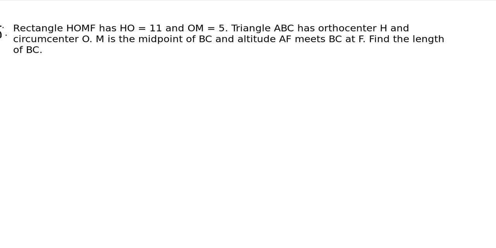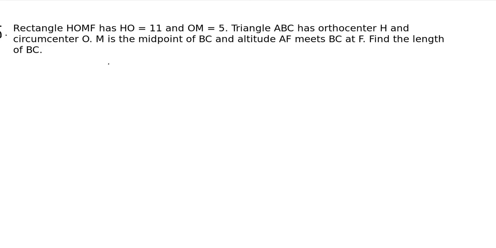Hello everybody. In this video I'm going to be looking at problem number 5 from the Princeton math competition in 2017, and this is the geometry round. So we have rectangle HOMF with HO equal to 11 and OM equal to 5. Triangle ABC has orthocenter H and circumcenter O. M is the midpoint of BC and F is the foot of the altitude from A. And we want to find the length of BC.